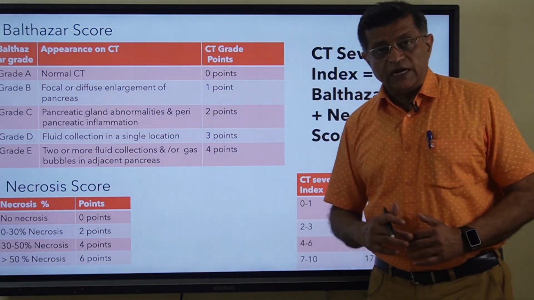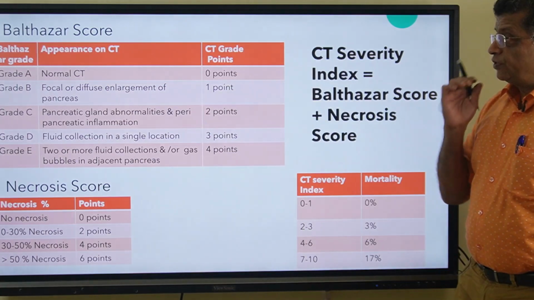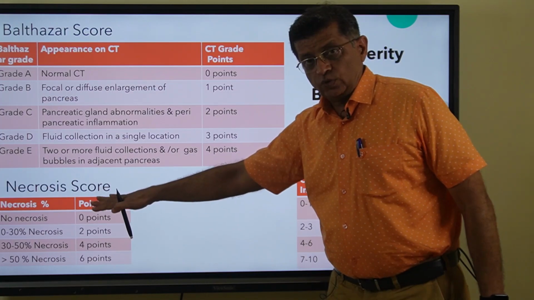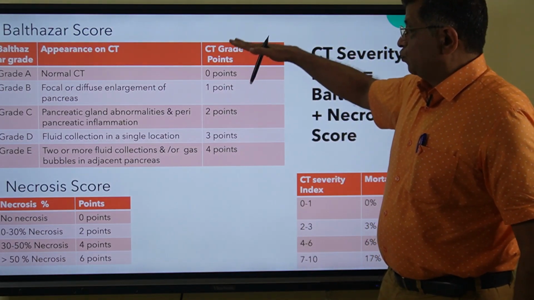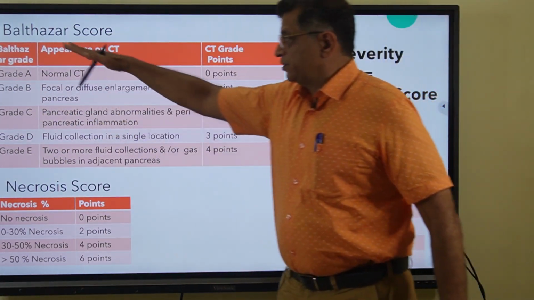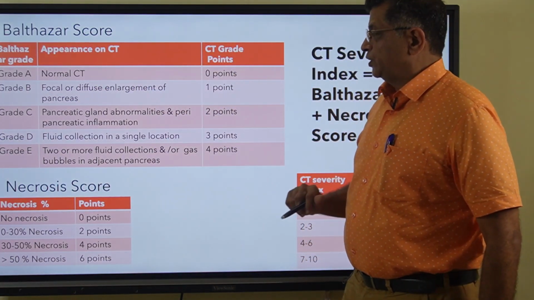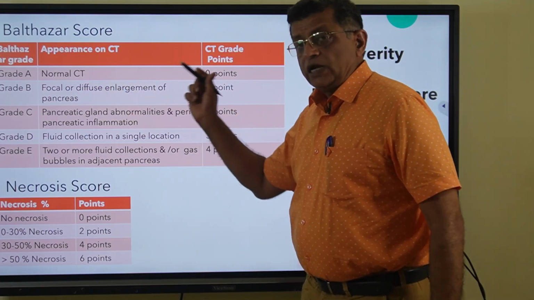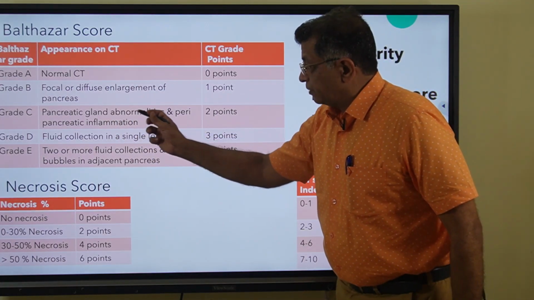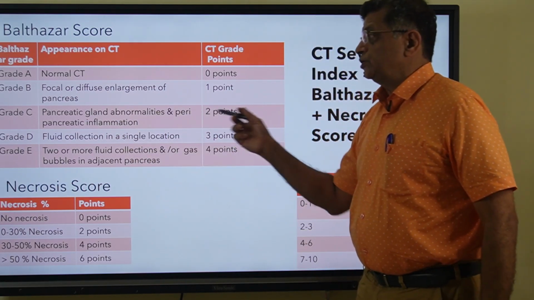If you get a CT scan done, then you can calculate the CT severity index. The CT severity index is the calculation based on 2 scores, the Balthazar score and the necrosis score. Balthazar score gets 1 point for each grade A, B, C, D, E. So as the grades increase, the points increase. For example, if the CT is normal, you get grade A, 0 points. If there is focal or diffuse enlargement of the pancreas, then you get 1 point, grade B. If there are pancreatic gland abnormalities or peripancreatic inflammation, then you get 2 points, grade C.